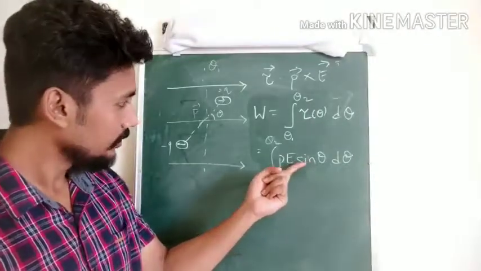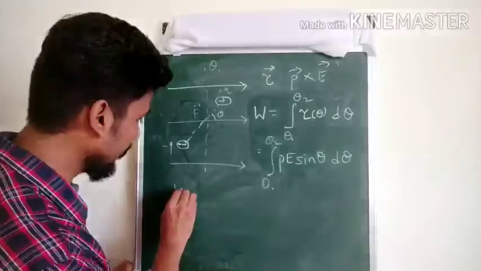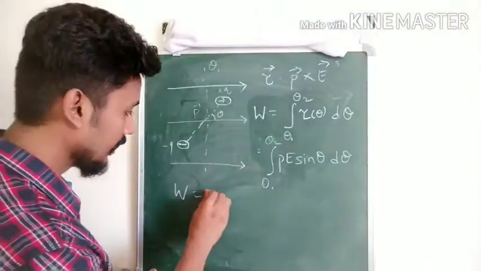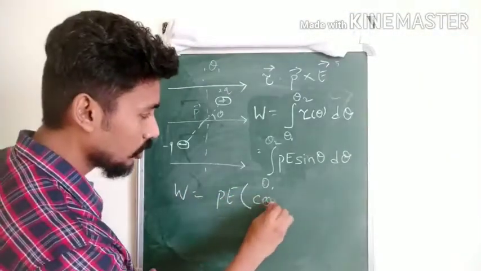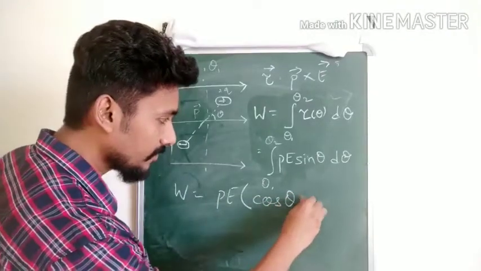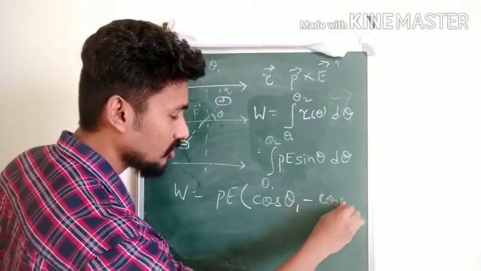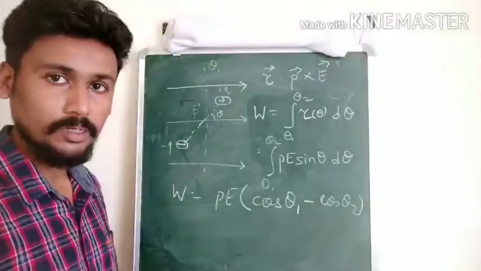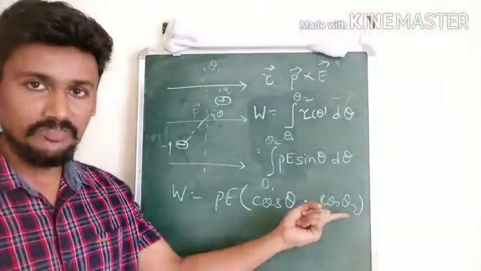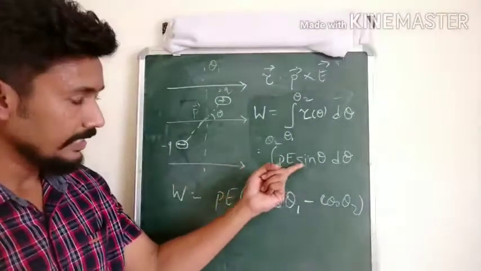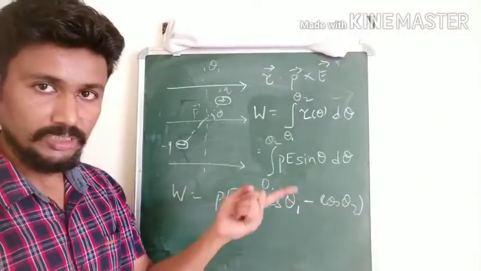Correct? And therefore this value will become W is equal to P into E into bracket cos theta 1 minus cos theta 2. Okay, I think you can understand why we are getting cos theta 1 minus cos theta 2, because the integral of sin theta is minus cos theta.